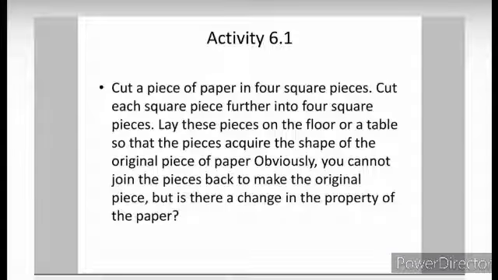The first activity: cut a piece of paper into 4 square pieces. Cut each square piece further into 4 square pieces. This we have done in our childhood. Lay these pieces on the floor or a table so that the pieces acquire the shape of the original piece of paper. We just have to arrange them like the original. Obviously, you cannot join the pieces back to make the original piece, but is there a change in the property of the paper? What happens?